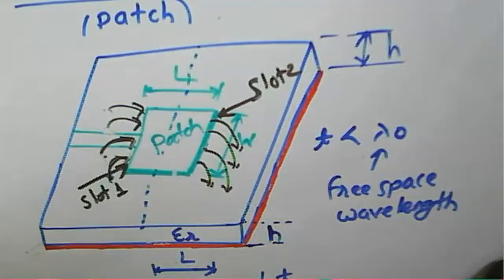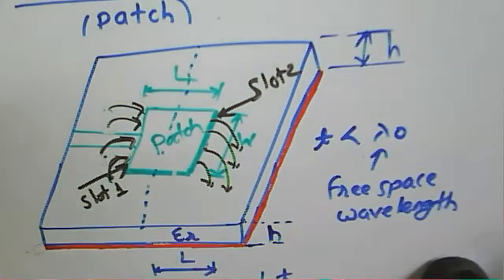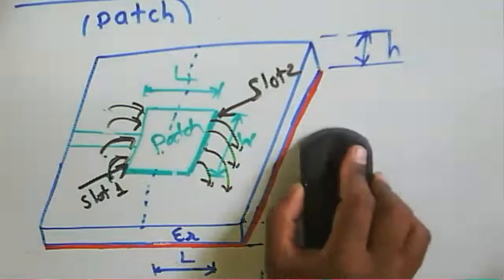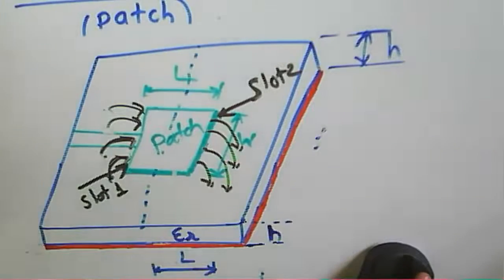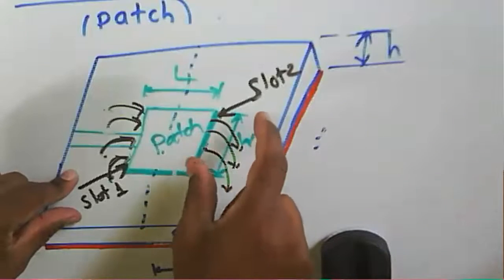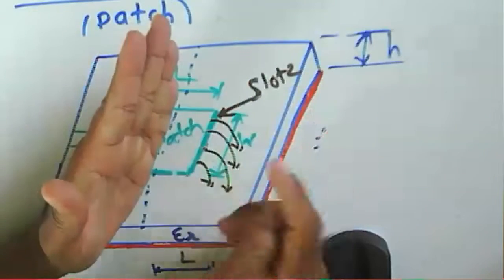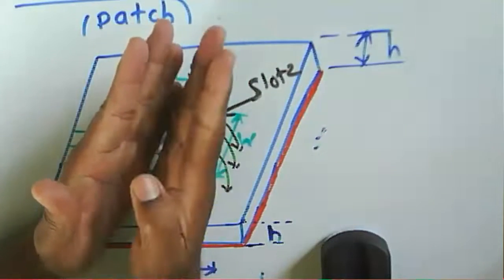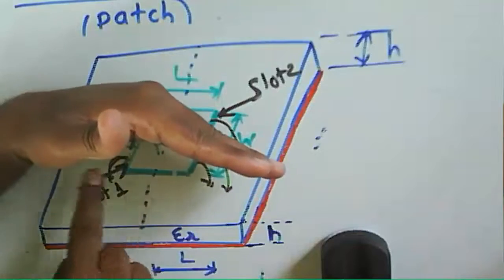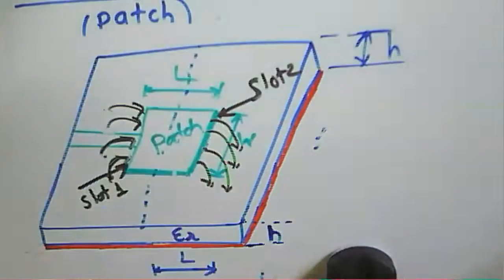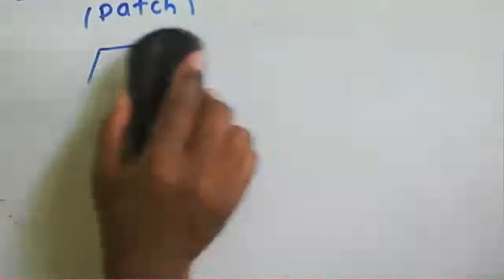Now we talk about the various types of patches available for the given microstrip line. I'll draw the various configurations right now. Just remember that these are the radiating slots here. If I cut the section here, I can see these two different radiating fields.